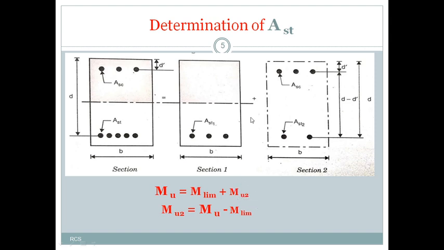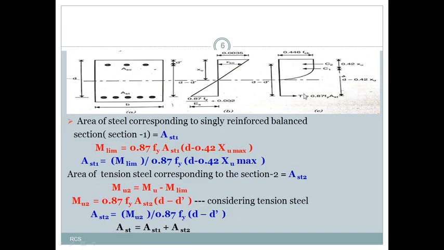This additional moment will be generated from what? This moment will be resisted by the area of reinforcement provided in the compression zone. So this value we can calculate. From that we can calculate Mu2, the moment of resistance in section 2, that is Mu minus Mu limit. So let's see, this is the stress distribution diagram.